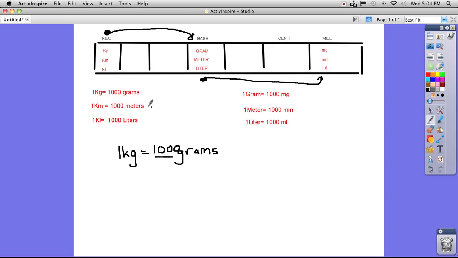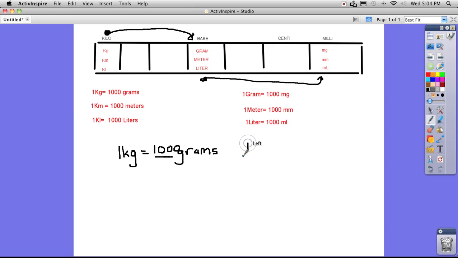Okay, so it's a good thing to know these two standard measurements, I guess we can call them. So 1 gram equals 1,000 milligrams, 1 meter, 1,000 millimeters, 1 liter, 1,000 milliliters, okay?